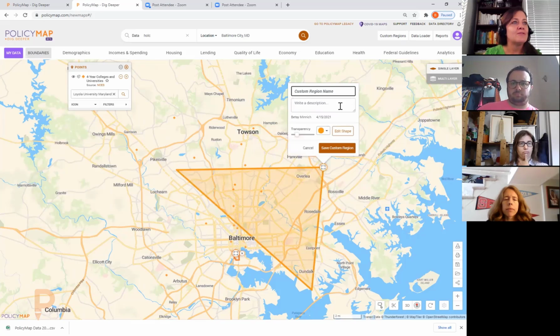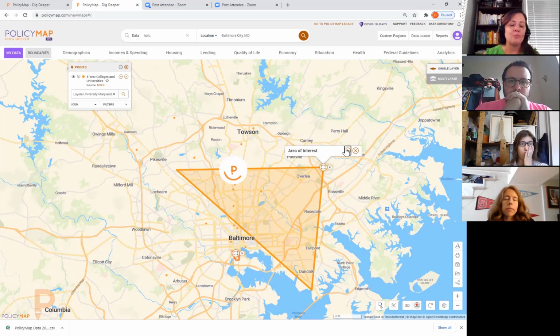And I'm going to just call it my area of interest. And now I have the ability to go ahead and pull down the data for this specific region. I can take a look at demographic data, health data, income data for this area and pull it down quickly and easily. So that way, I can just draw that area on a map.